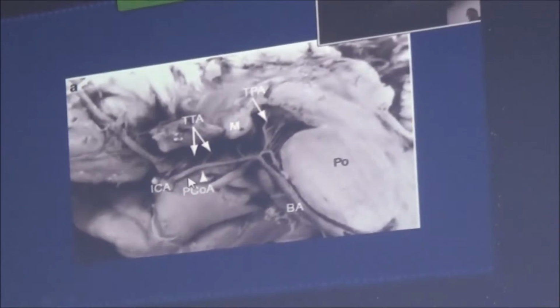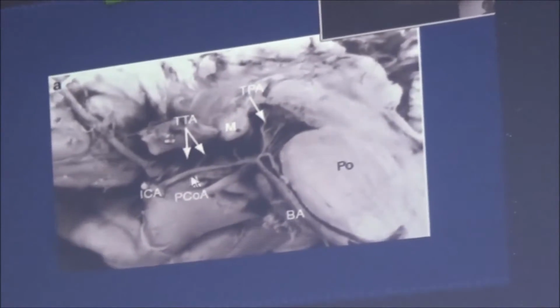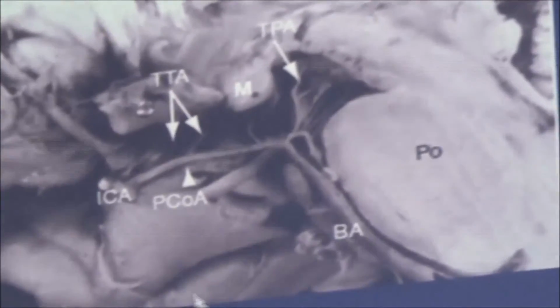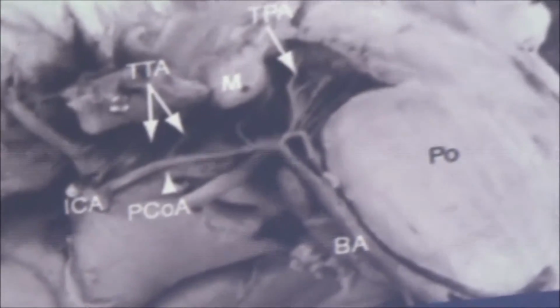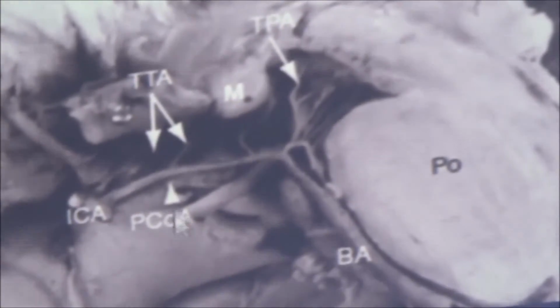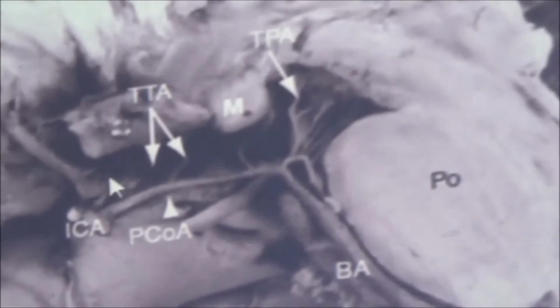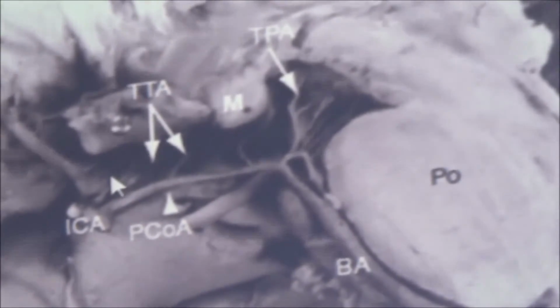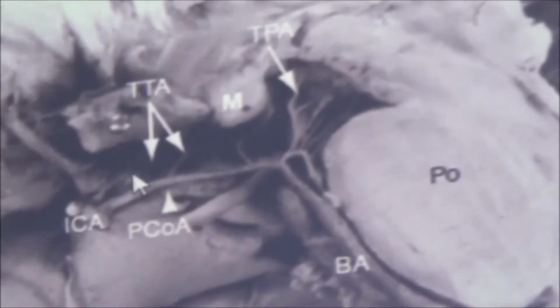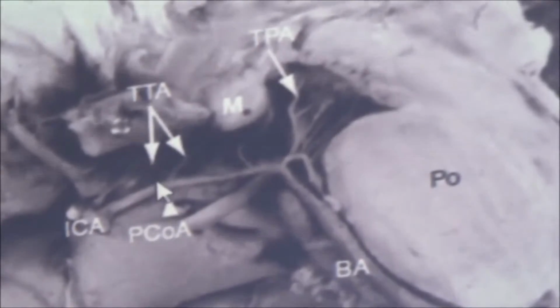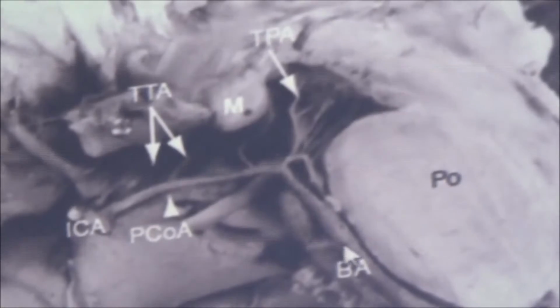Now, if we go more posteriorly and we look at PCoA, PCoA is one of the arteries where people say you can just coagulate it. Now, what you see, the PCoA gives off about 4 to 10, sometimes it's just 1 or 2 perforating arteries, which are called thalamotuberal arteries or premammillary arteries. We're going to see in a minute why.